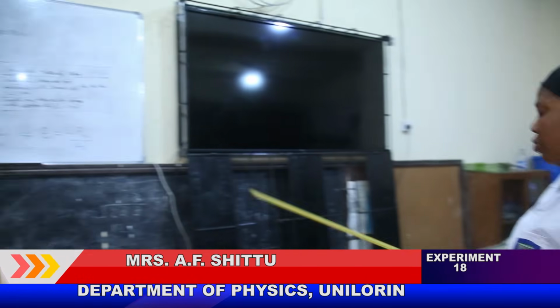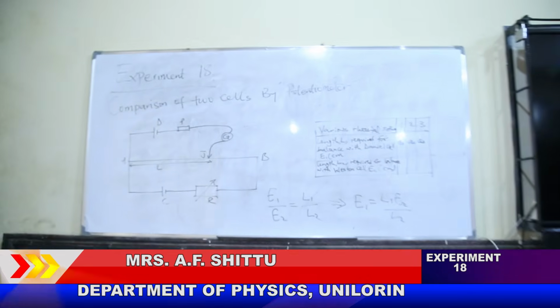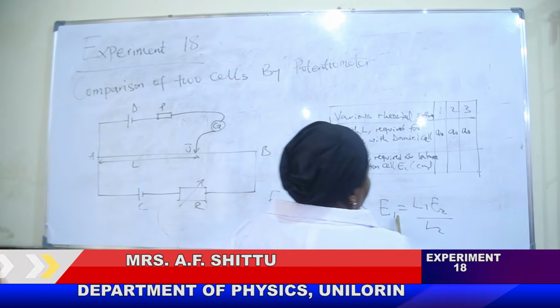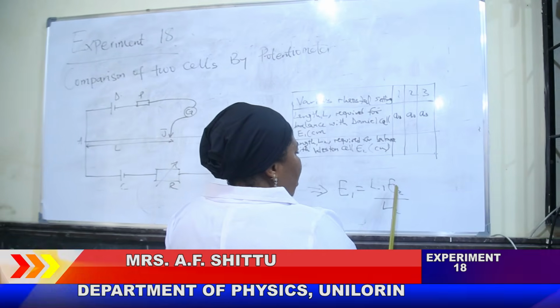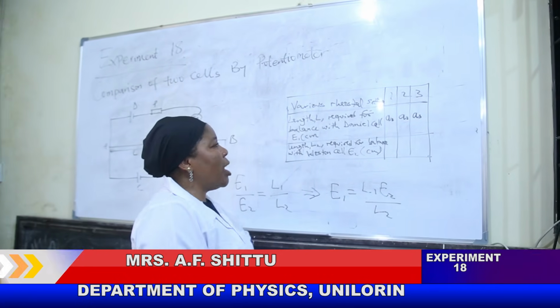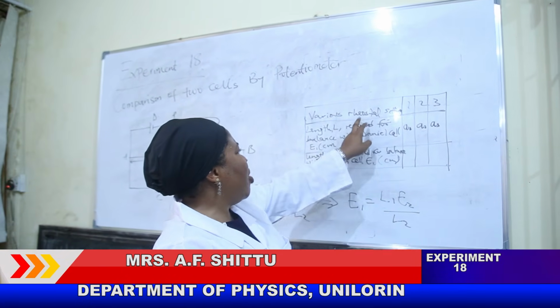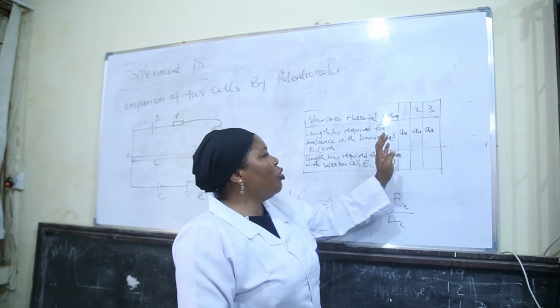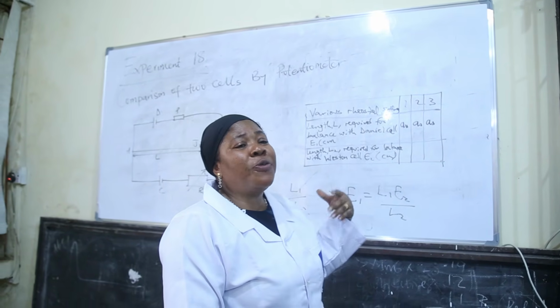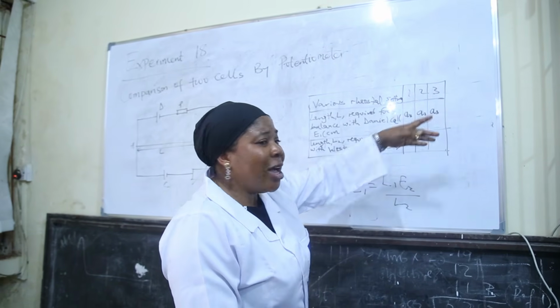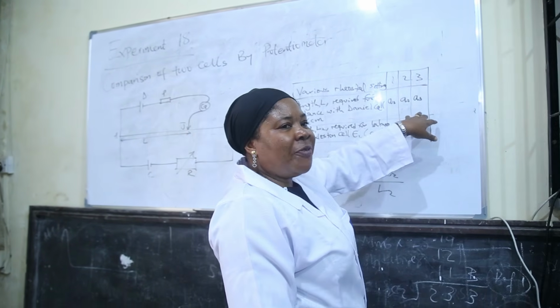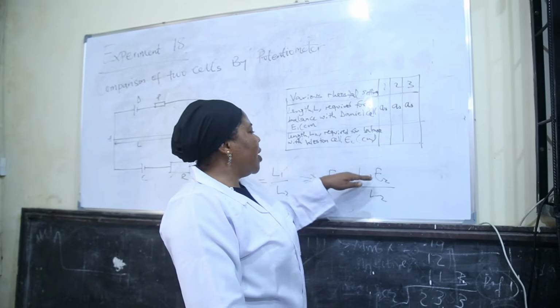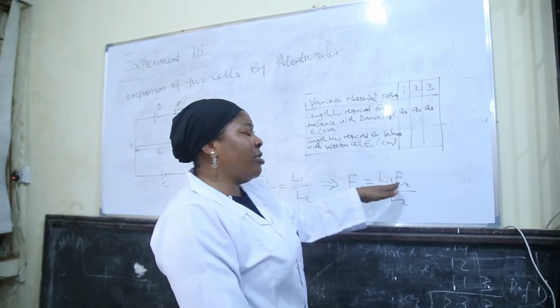So when you have gotten the readings, we now look at the equation that we have on the board, where E1 over E2 is equal to L1 over L2, and from there you can have E1 is equal to L1 times E2 over L2. Now, remember that this is your L1, and this is your L2. For your L1, you have more than one value, which means you have to look for the mean, because you cannot put all the L1 values into this equation. So you look for the mean value of your L1, you look for the mean value of your L2, and you put them into this equation.